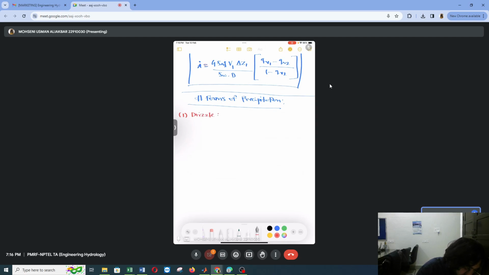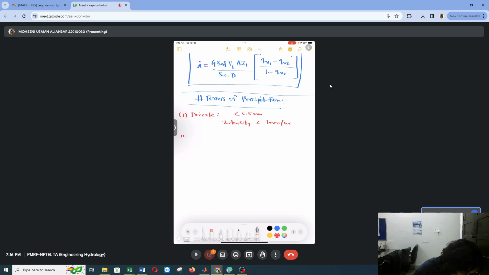As I said, it depends upon the size, so we should remember every form of precipitation with respect to its size. The size of drizzle is less than 0.5 mm. A precipitation with a size less than 0.5 mm is called drizzle. It also has a specific characteristic, its intensity. Its intensity is also very low, less than 1 mm per hour.